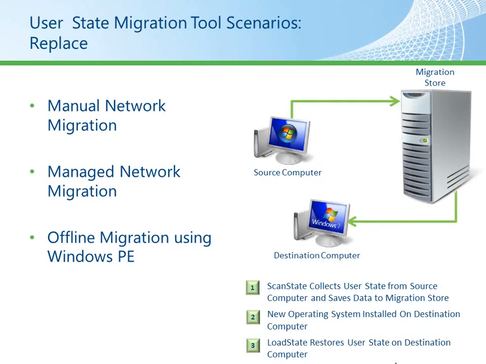So in the case of the managed network migration, the administrator is using some kind of tool, whether it be System Center Configuration Manager or a logon script or a batch file or some other non-Microsoft management technology. Bottom line, the administrator has that technology run the scan state tool on the source computer. The scan state is going to collect the user state from each source computer and save it to a server, just like we did in the manual migration, but this is all being done automatically through scripts of some kind or through a management tool.